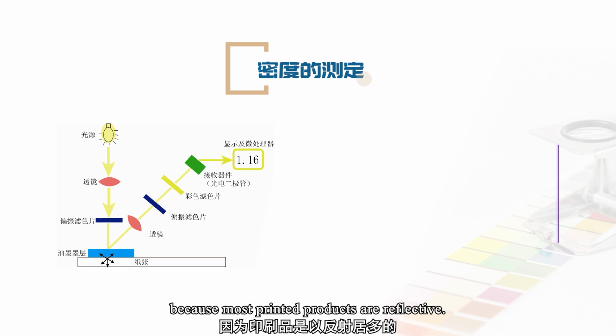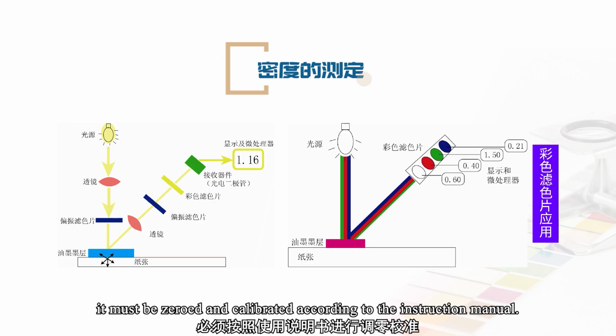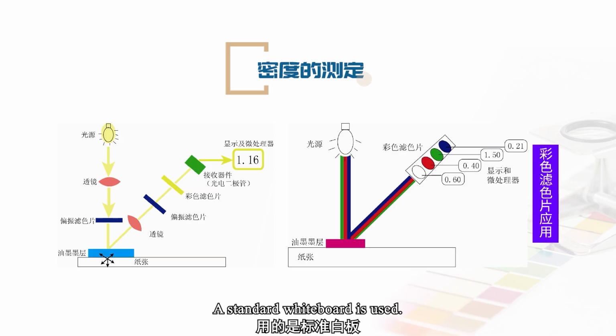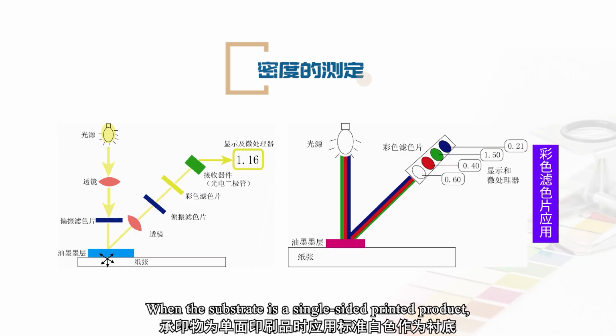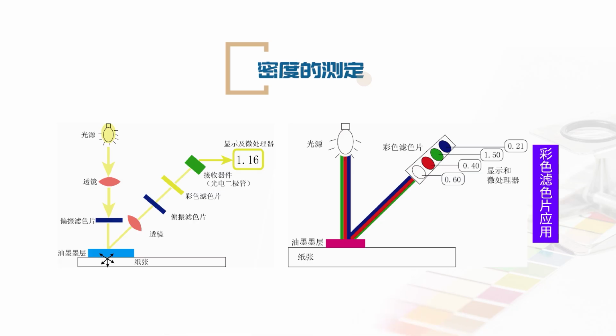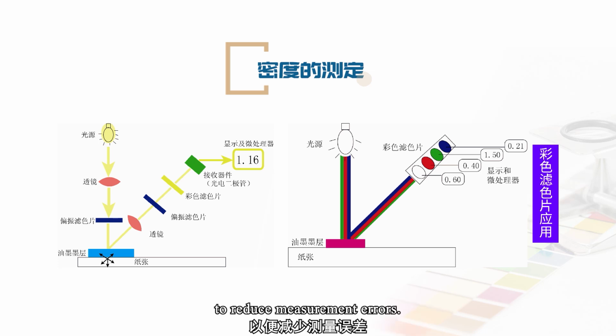Because most printed products are reflective, before using the color reflection densitometer, it must be zeroed and calibrated according to the instruction manual. A standard whiteboard is used. The substrate with the control strip should be placed on a flat platform. When the substrate is a single-sided printed product, a standard white color should be used as the substrate. When measuring, the measuring head of the densitometer should be closely attached to the control block to reduce measurement errors.